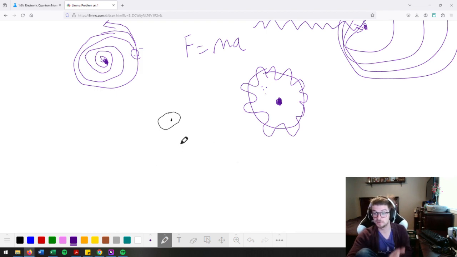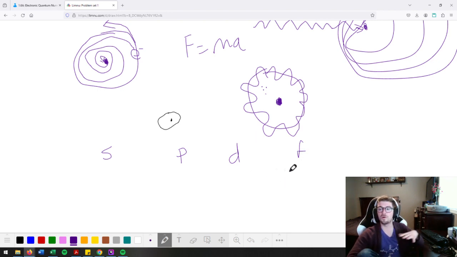So the solutions of the Schrodinger equation are what define the shape and the size of orbitals around atoms, and there's a few different kinds of orbitals, and they're called S and P and D, and then F orbitals. Those are all that you are ever going to have to deal with.